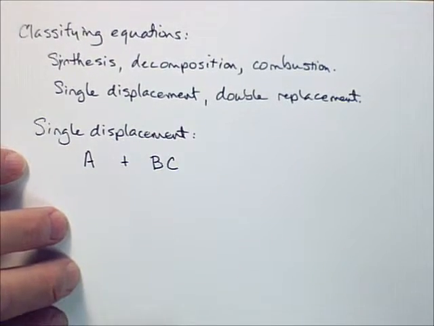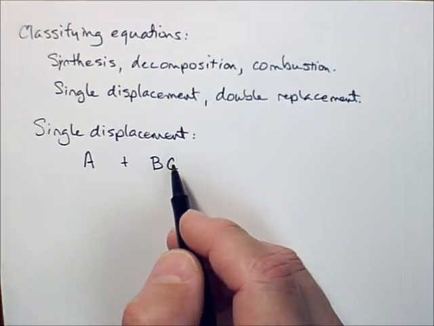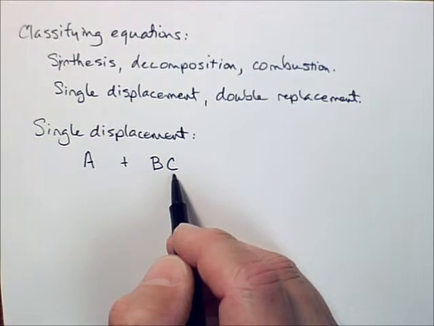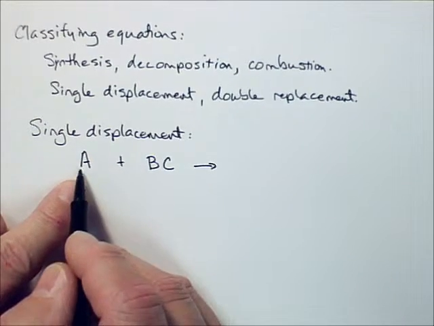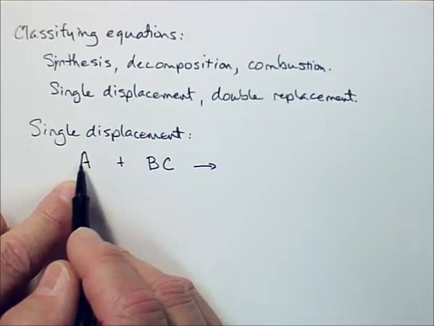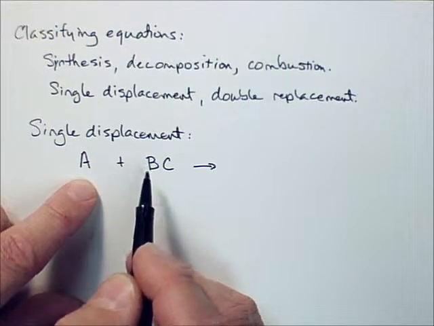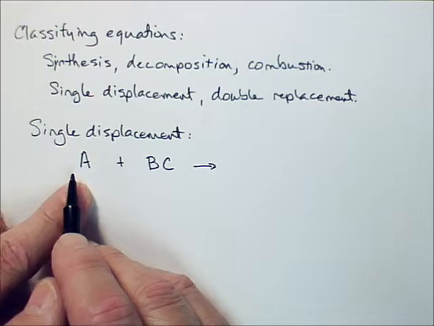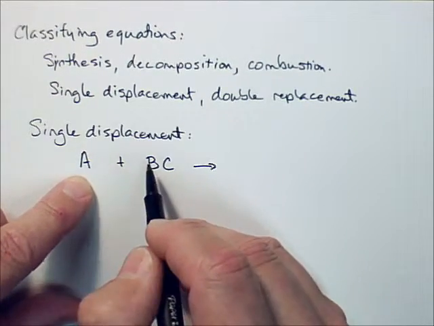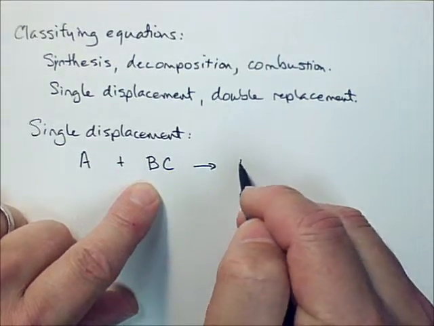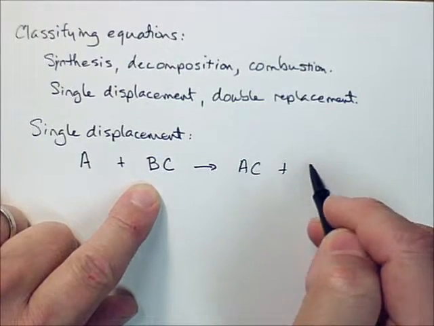B would be the metal ion. And metal ions then are going to be combined with an anion, something that is negatively charged. And so what's going to happen is the element A, remember this is an element, will displace B because it's like B. B is a metal ion, A is a metal. A kicks out B. If A kicks out B and joins up with C, we get AC. And since A kicked out B, B is by itself.